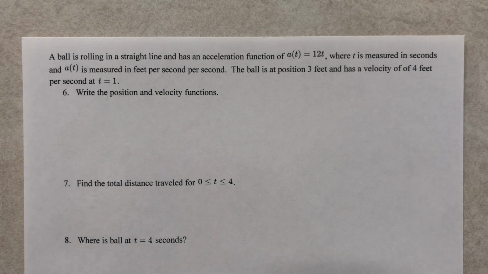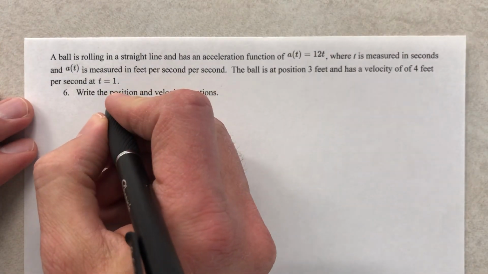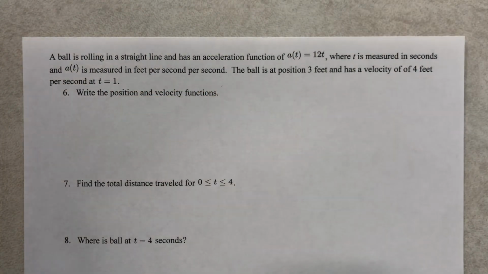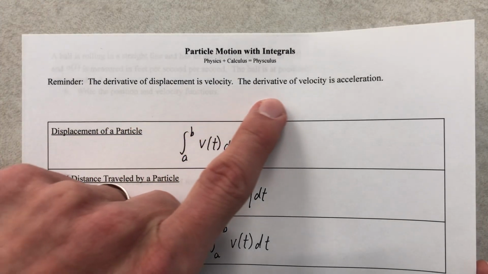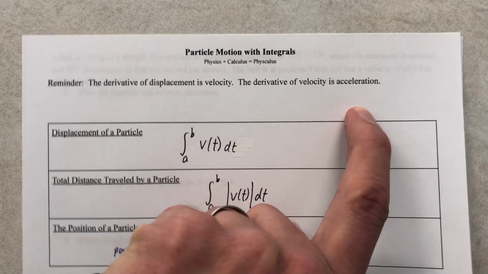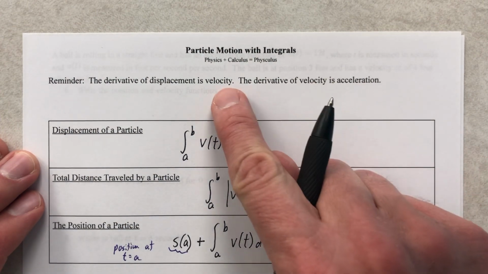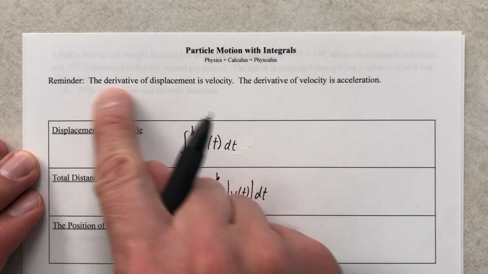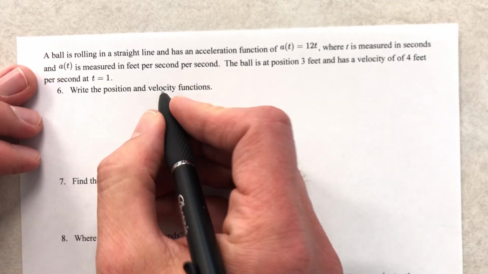Write the position and velocity functions. We can't do position first, we'll have to do velocity first. We're working our way backwards from a of t. So, the very beginning of these notes said, the derivative of displacement is velocity, the derivative of velocity is acceleration. You knew that. Read it backwards. Acceleration integrated gives me velocity. Velocity integrated gives me the displacement. So let's do it. I'll start with velocity.